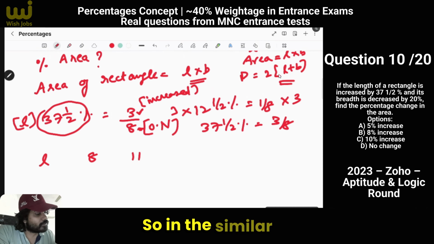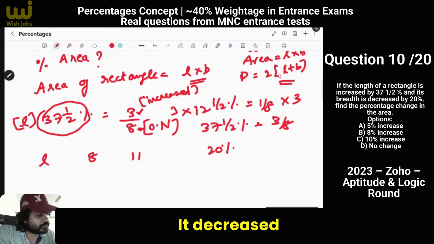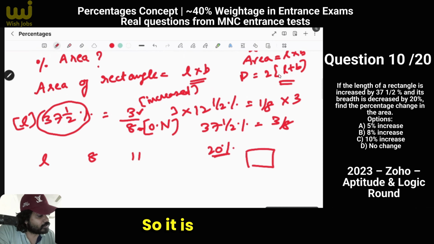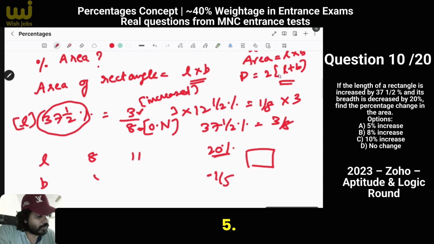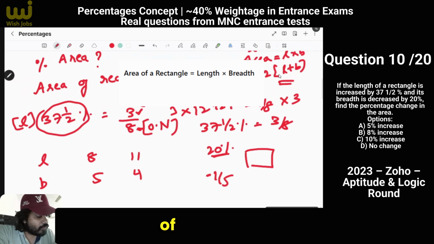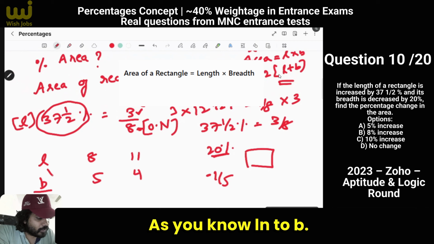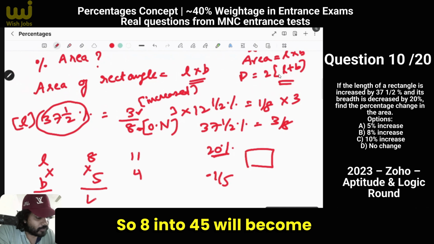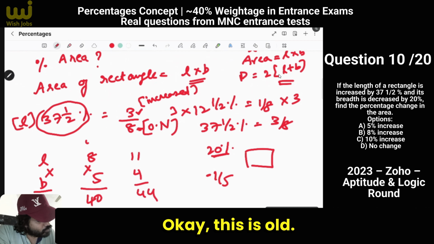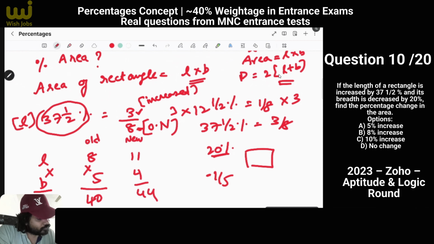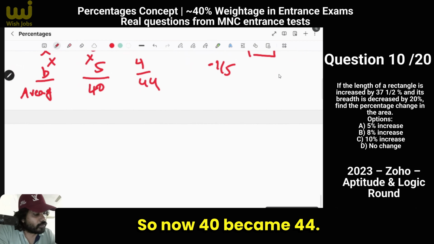In a similar way, the breadth decreased by 20%. 20% is 1 by 5. Decreased means it is minus, right? So previously the breadth is how much? 5. How much did it become now? 4. So what is the area of the rectangle? The area, as you know, is L into B. So 8 into 5 becomes 40. 11 into 4 becomes 44. This is old, this is new.